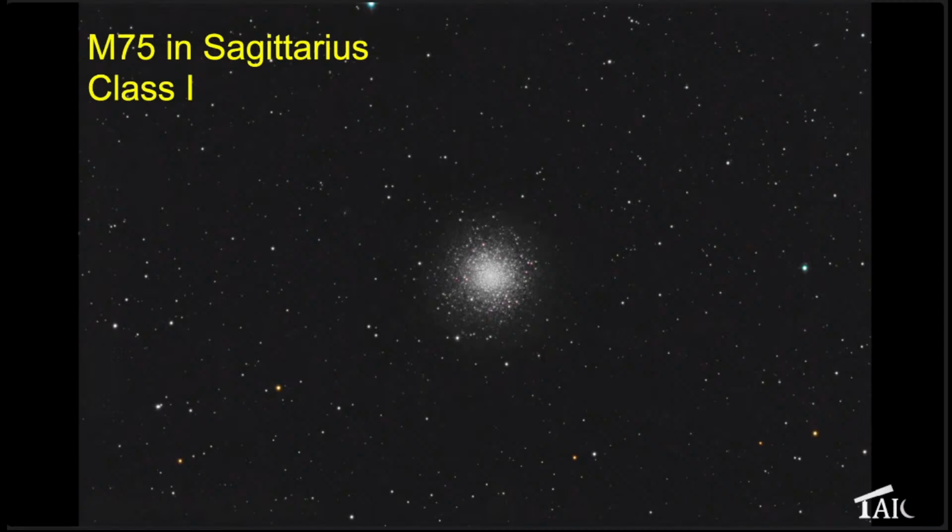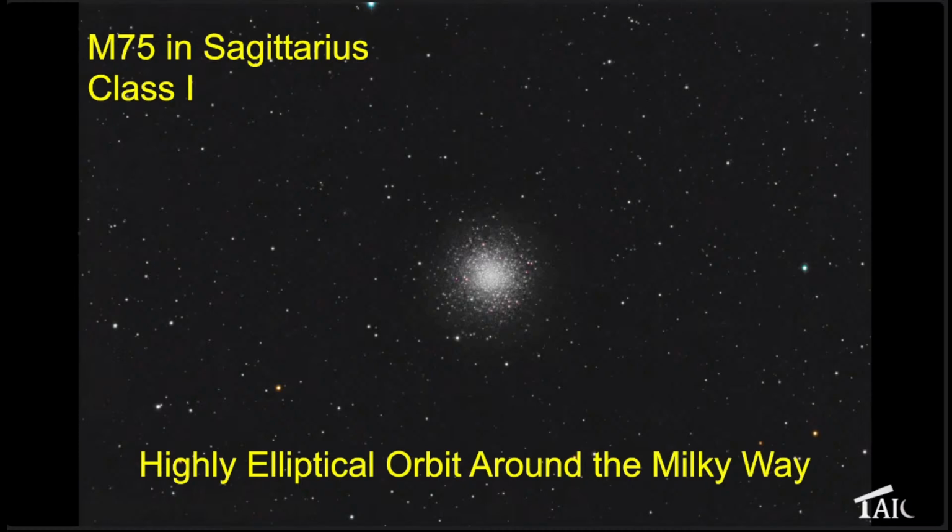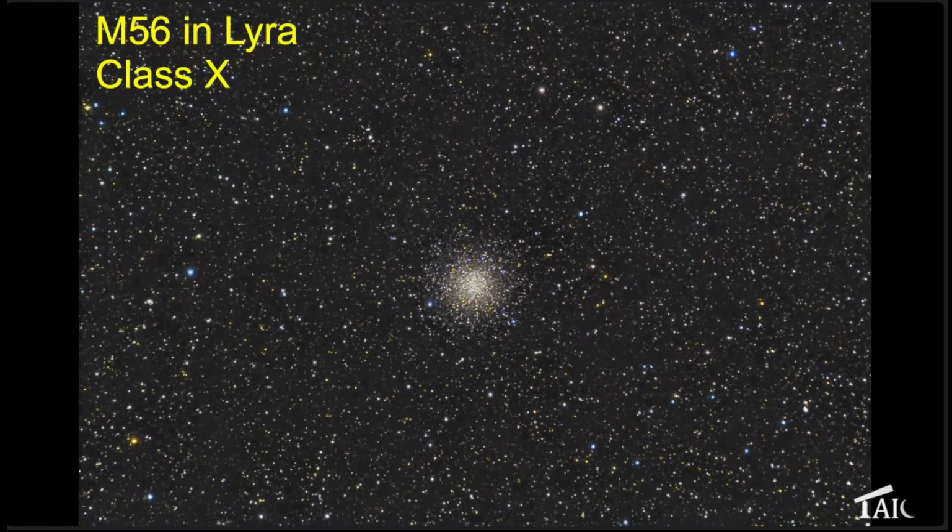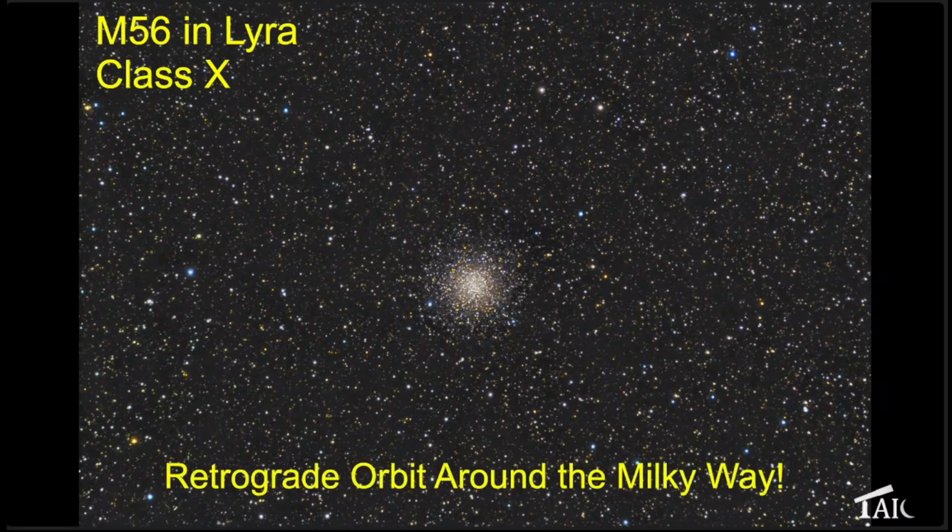So some of the interesting facts that you can talk about is that M75, unlike the other globulars of the Milky Way, is in an extremely elliptical orbit around the Milky Way, which is a clear indication of its extragalactic origin. Even stranger is M56. It orbits in a retrograde orbit around the Milky Way, in a completely opposite direction from all of the other globular clusters and the direction of rotation of the Milky Way, which is again a very strong proof of its extragalactic origin.